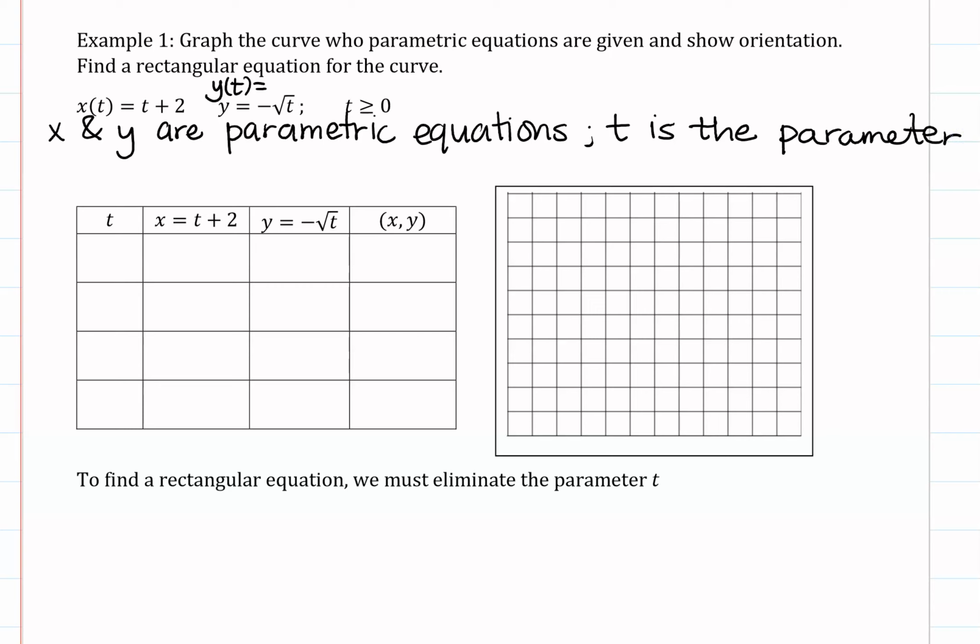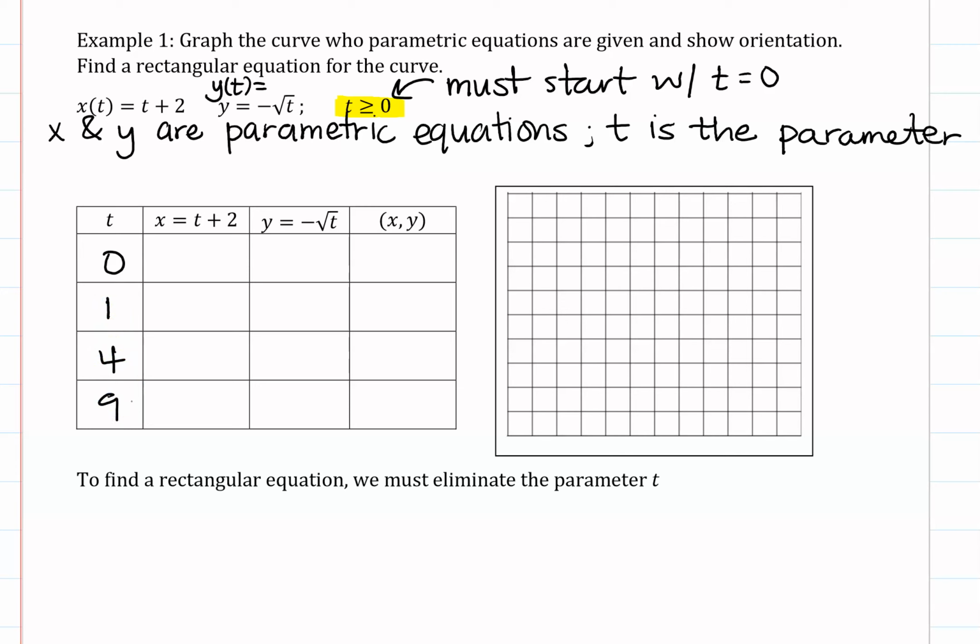So I have a table set up here with a column for x, a column for y, and then the ordered pairs x, y. And in the first column, we're going to plug in different values of our parameter t. We have the restriction that t must be greater than or equal to 0, and so we must start with 0. Since we have the restriction that t is greater than or equal to 0, the first t value we plug into the table has to be 0. I'm going to choose to also plug in 1, 4, and 9.